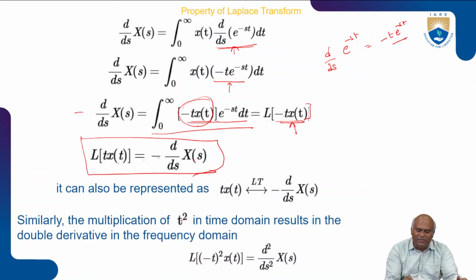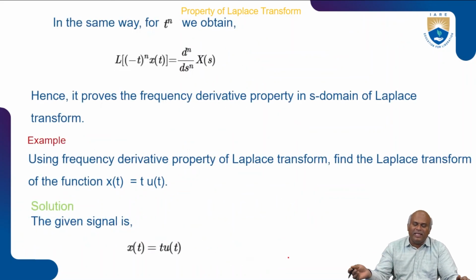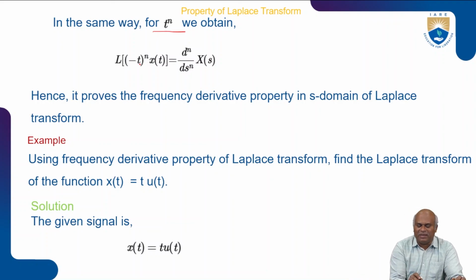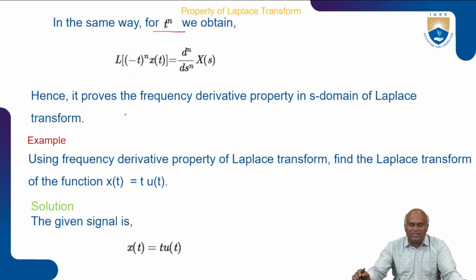Similarly, if we have t square in the time domain, what will happen? The Laplace transform of minus t square x of t is equal to d square by ds square X of s. If you have n terms in the multiplication on the input side, the Laplace transform of minus t whole power n x of t is equal to d power n by ds power n X of s. Hence, it proves the frequency derivative property in the s domain of Laplace transform.